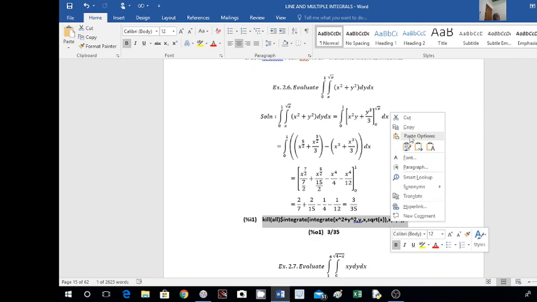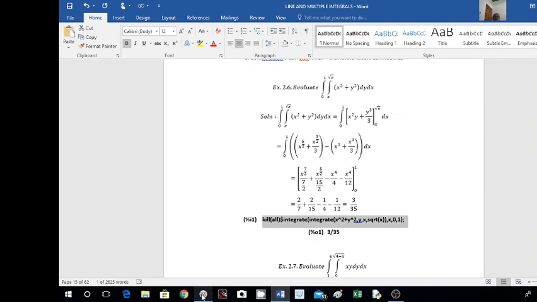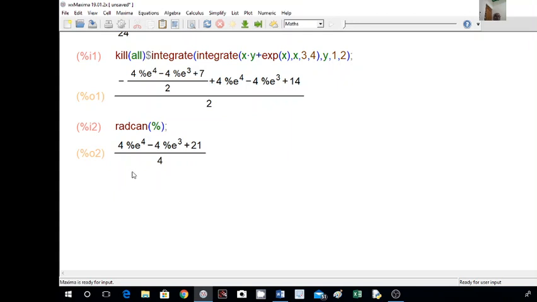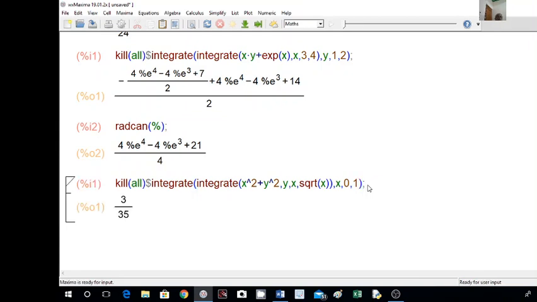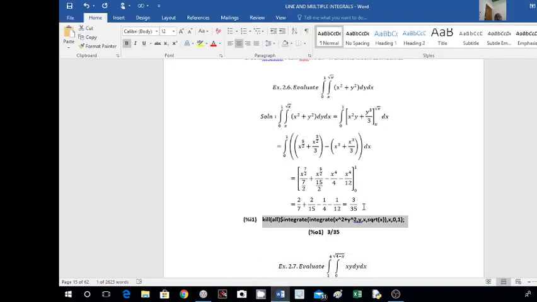Copy. Go to Maxima. Paste here. Integrate. What do we have to integrate? X square plus y square, first with respect to y, and y ranges from x to root of x. Close, comma. Then integrate with respect to y between 0 and 1. Execute this program. This is equal to 3 by 35. My answer is 3 by 35. Yeah, 3 by 35 I am getting here.